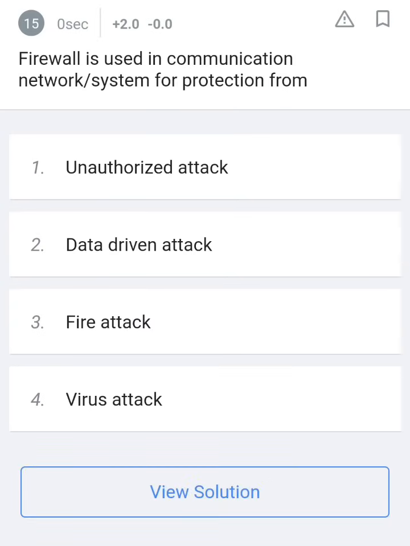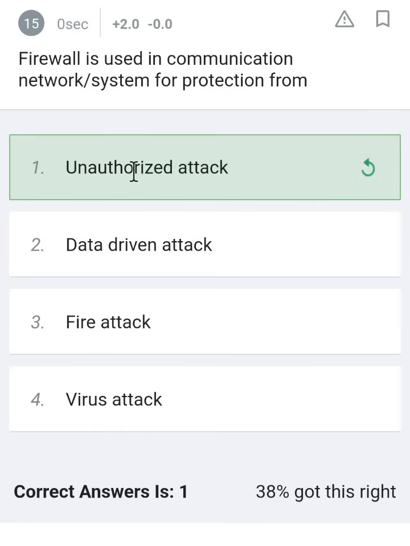Next question. Firewall is used in a communication network system for protection from unauthorized attack. Like the Windows firewall, it protects against attacks, so it is unauthorized attack.